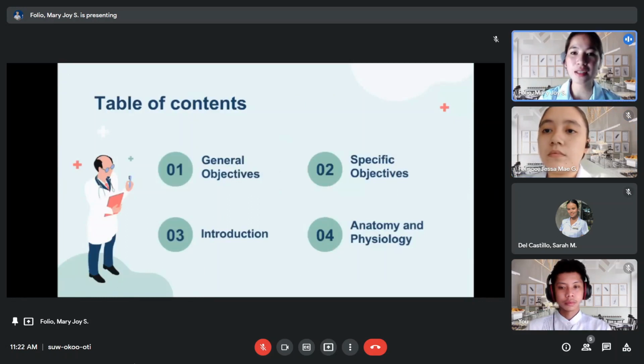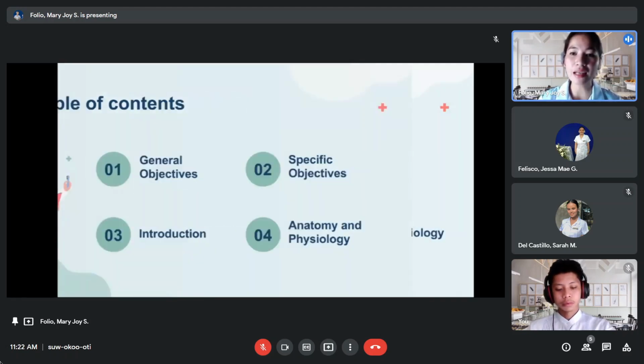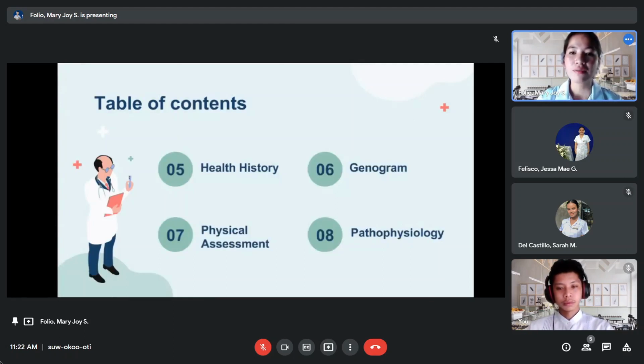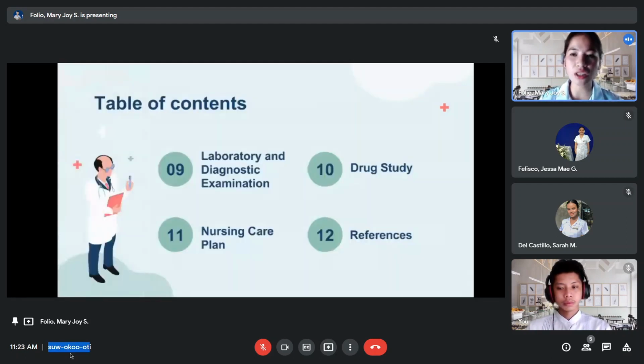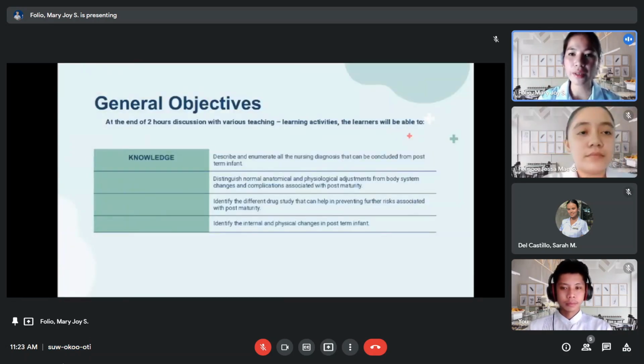Okay, so for the table of contents, we have first the general objectives. The next is specific objectives. Then the introduction, the anatomy and physiology. Next is health history, the genogram, the physical assessment, the pathophysiology, laboratory and diagnostic examinations, drug study, nursing care plan, and lastly the references. So here are our general objectives.